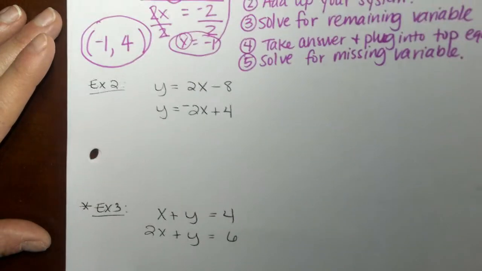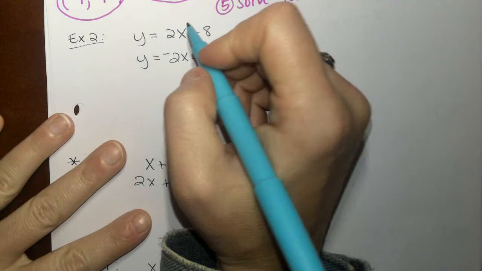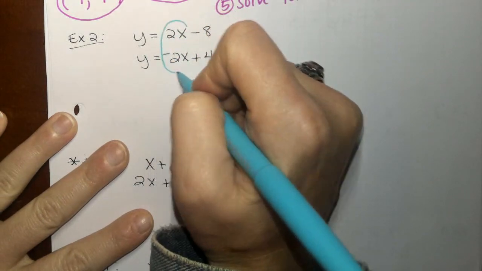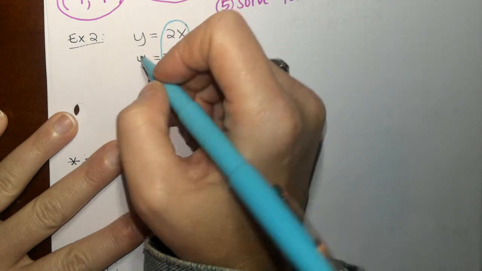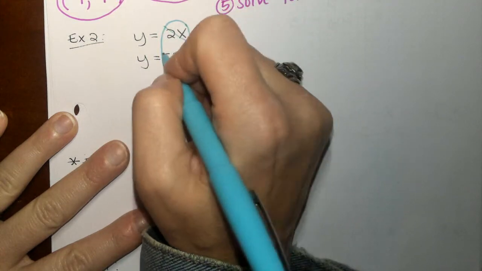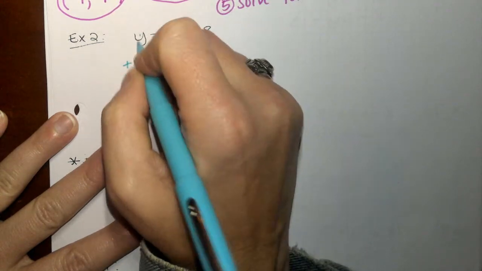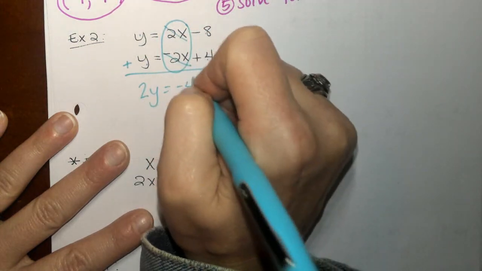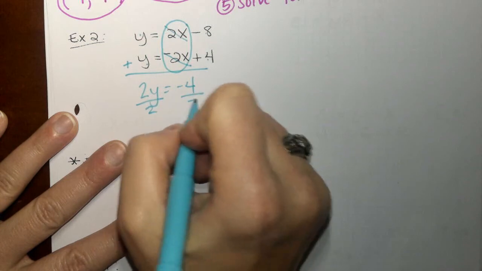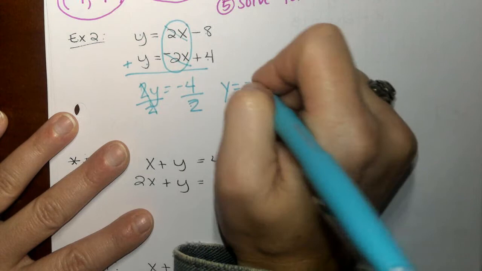So let's go down to number 2. Alright, so we're trying to find a variable that cancels. And here we have this one that cancels. So a positive 2x and a negative 2x, those cancel. So now we have 1y, we're going to add these up. 1y and 1y, that's 2y, equals a negative 8 and a positive 4 is negative 4. Divide by 2, you get y equals negative 2.